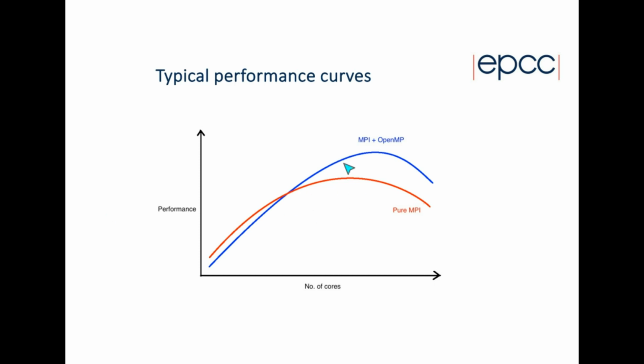So if you're running your application code in this regime out here, where the MPI performance is tailing off, then you might hope to get some boost from using combined MPI and OpenMP. If you're operating in this regime down here, where the pure MPI code is scaling just fine, then you might not do so well.